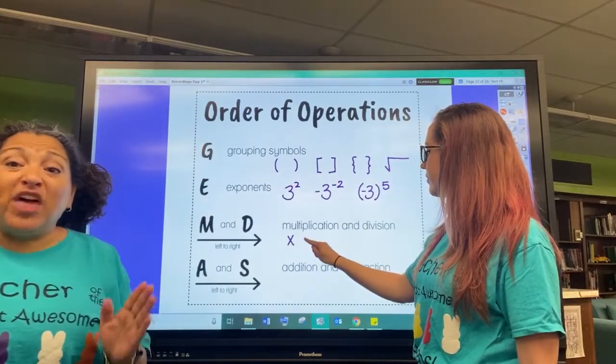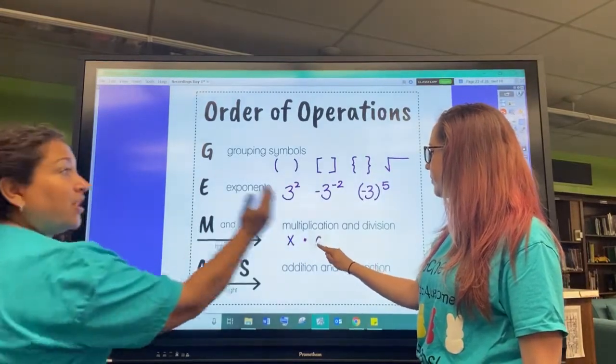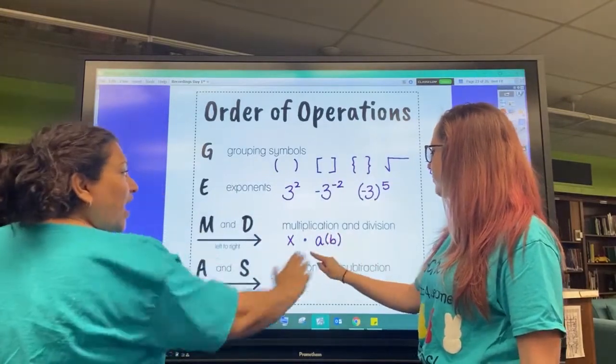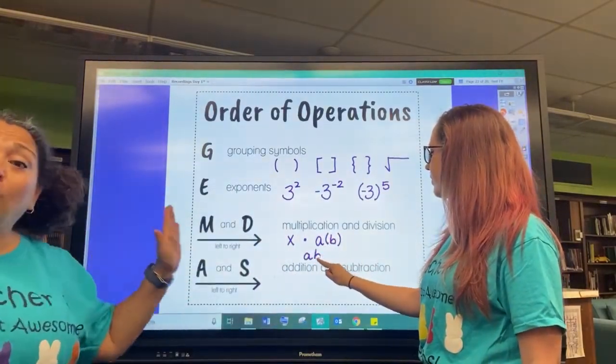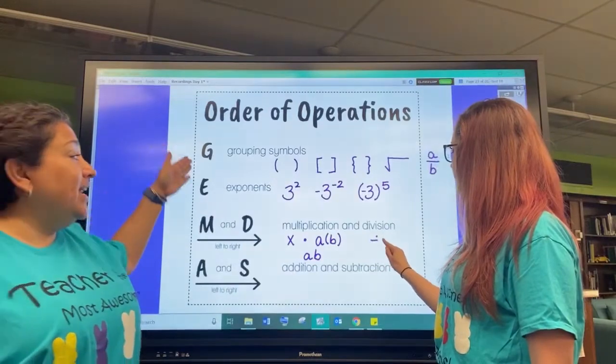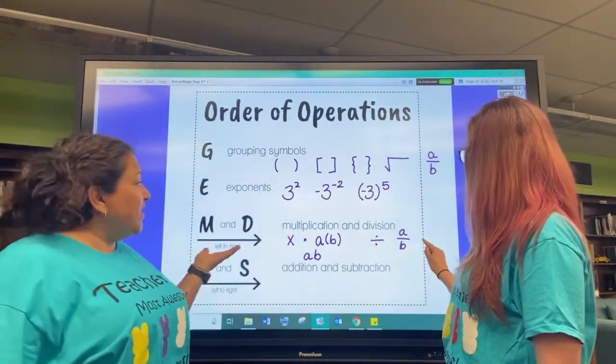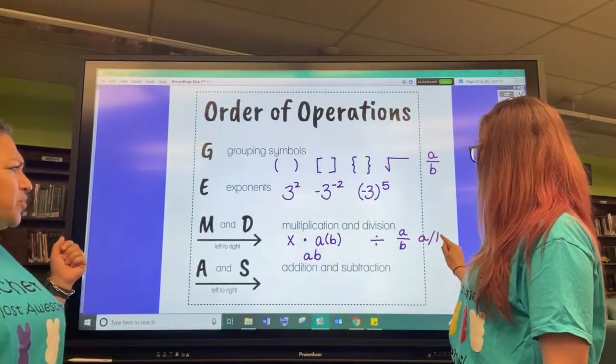We're always going to do that left to right. So you read a book left to right, you write a letter left to right, you type on your computer left to right. So as you're going through a problem, you will complete any multiplication and division that you see going left to right. Miss Benson, what are those symbols? What do they look like?